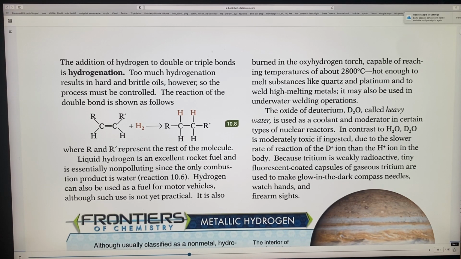And tritium is the other isotope, and it's radioactive. Tiny fluorescent-coated capsules of gaseous tritium are used to glow in the dark on the needles and such. So tritium, that extra isotope of hydrogen, is very rare.